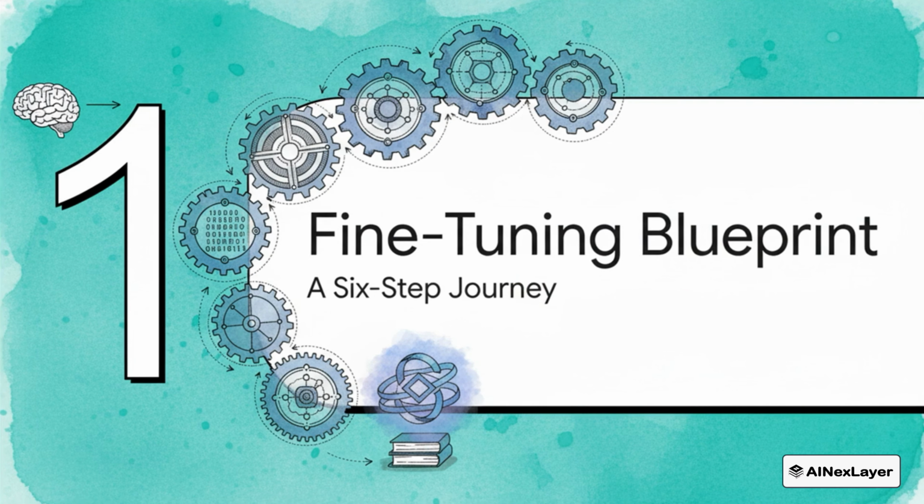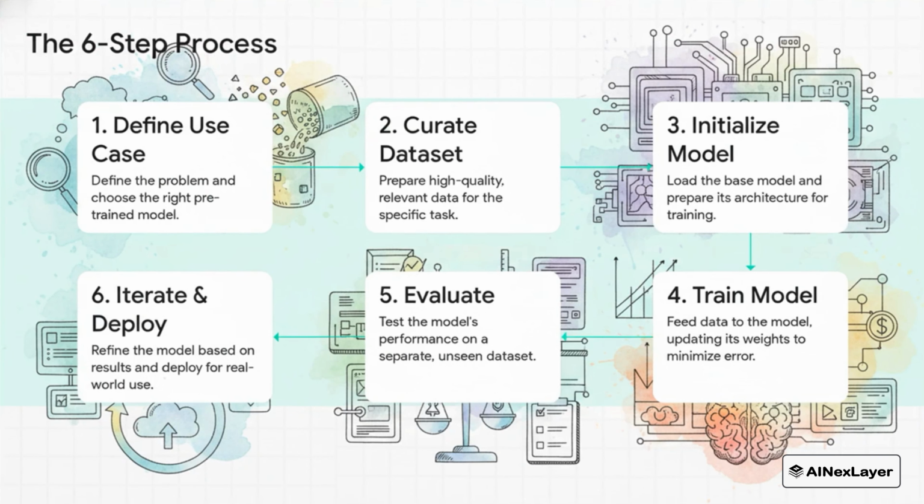The whole process really boils down to a 6-step journey that takes you from a general model to a highly specialized AI. And here is that full roadmap. It all starts with defining your use case. From there, you curate your data, get the model initialized, and then train it. After that, you've got to evaluate its performance, and finally, you iterate on that process until it's perfect and ready to deploy. That's the entire workflow, from start to finish.